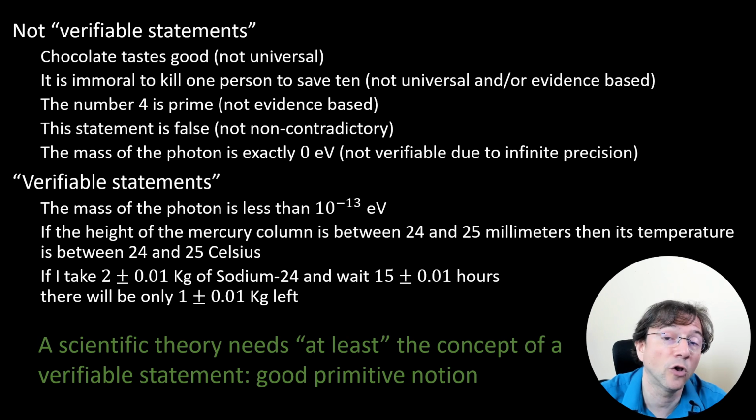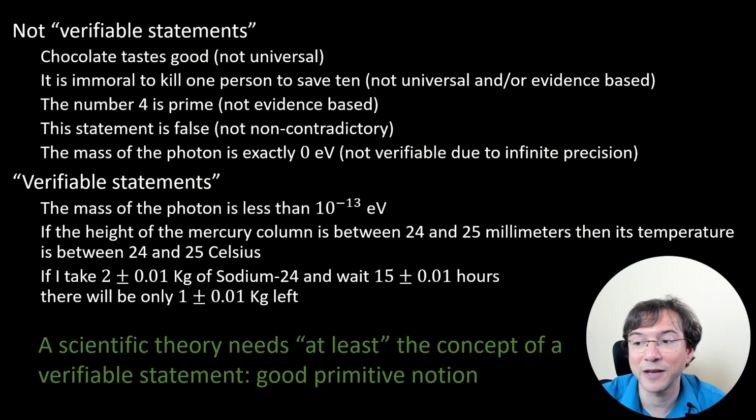But again, it's because we have this error bar that we're able to say this statement is verifiable. And all the things that we verify in practice are statements that have some imprecision to them when it comes to real numbers. So we can verify something like, if the height of the mercury column is between 24 and 25 millimeters, then its temperature is between 24 and 25 Celsius. And again, this is also tricky because we are testing a dependence of one thing on the other, which is not just measuring the fact that those two conditions apply.